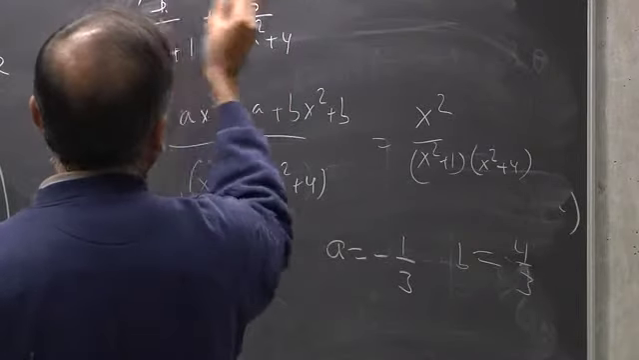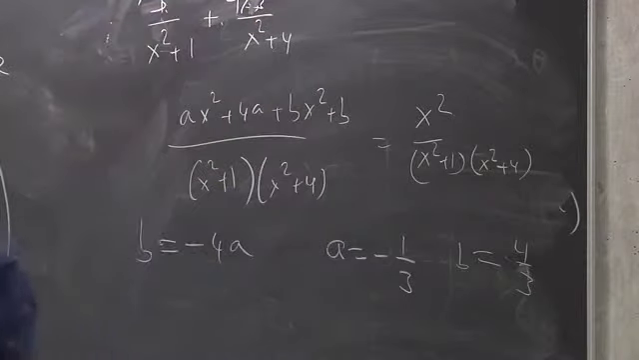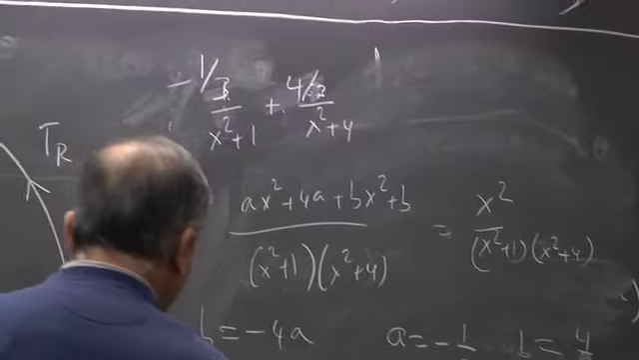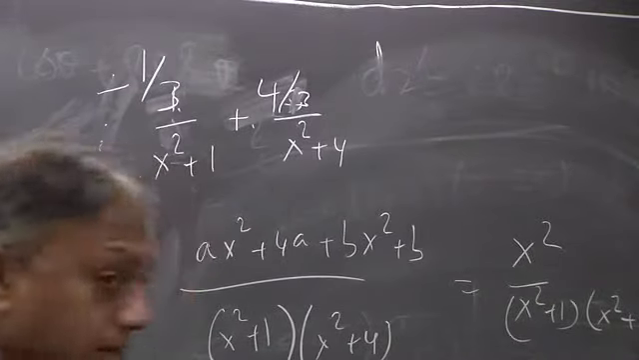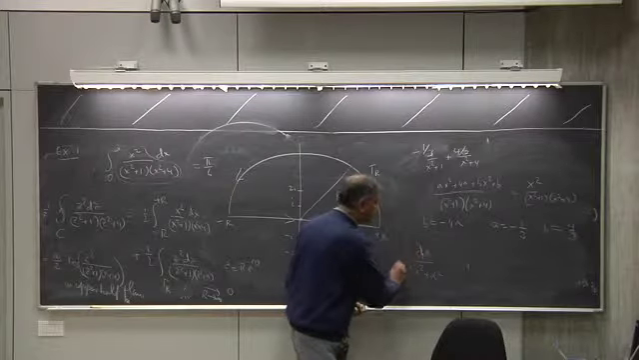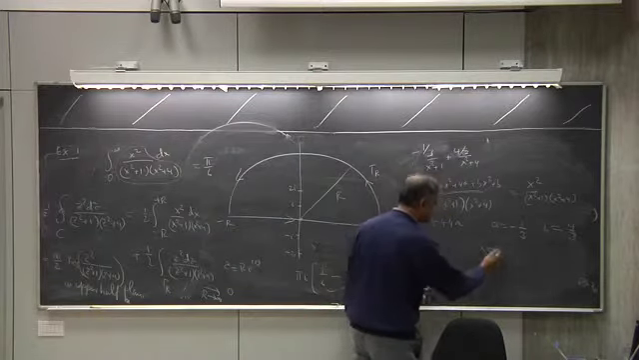Minus 1/3 and plus 4/3. So that's what this integral is. And now these integrals you can perform. In general, if I take the integral of dx over x square plus alpha square, you can perform it the following way: change the variable x equal to alpha tan theta.